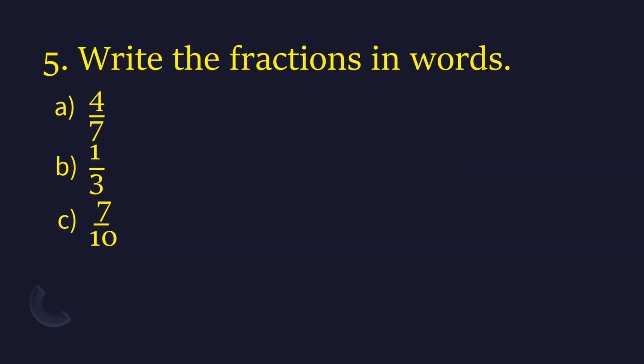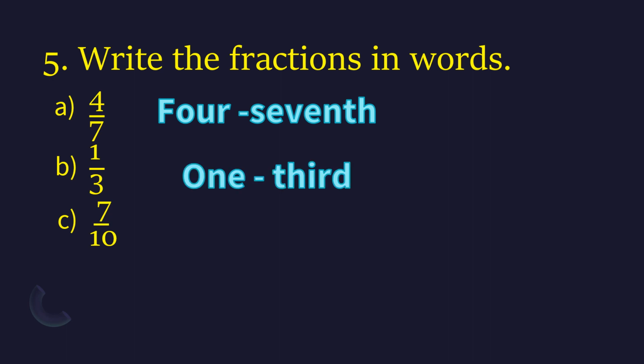Write the fractions in words. 4 by 7 means 4 sevenths. 1 by 3, 1 third. 7 by 10, 7 tenths. For 2 we should say half. If 2 is in the denominator we should say half. 3 means third. From 4 onwards, 4th, 5th, 6th, 7th, 8th, like that it goes on.